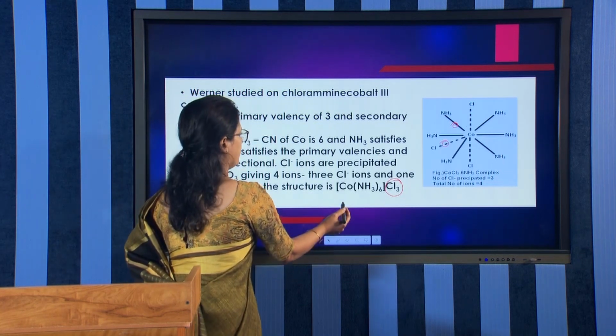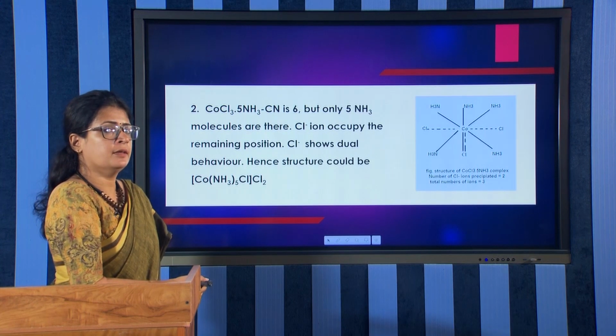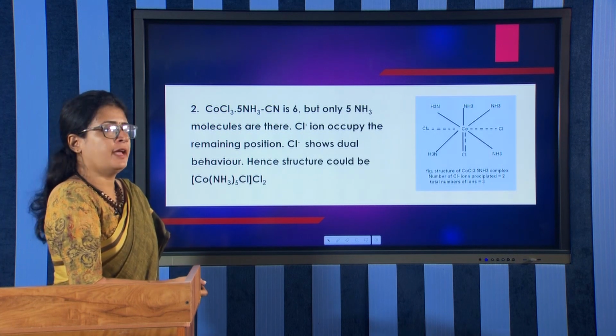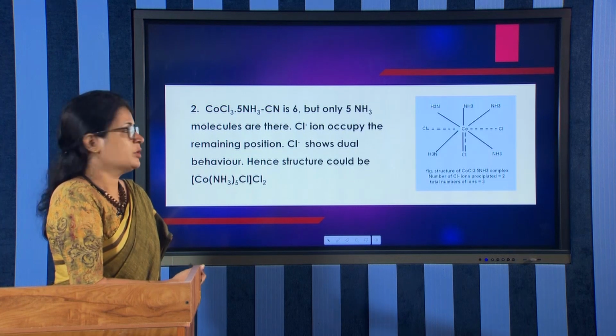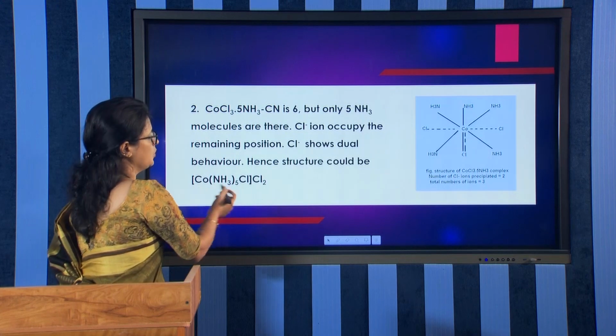Now, the second complex is CoCl3·5NH3. Here also the coordination number of cobalt is 6, but you can see only 5 ammonia molecules are there, and it was seen that the chloride ions precipitated on the addition of silver nitrate were 2. On the addition of silver nitrate, only 2 chloride ions were precipitated, and also you have only 5 ammonia molecules. So, it was deduced that the structure will be like this. The structure he deduced was like this.